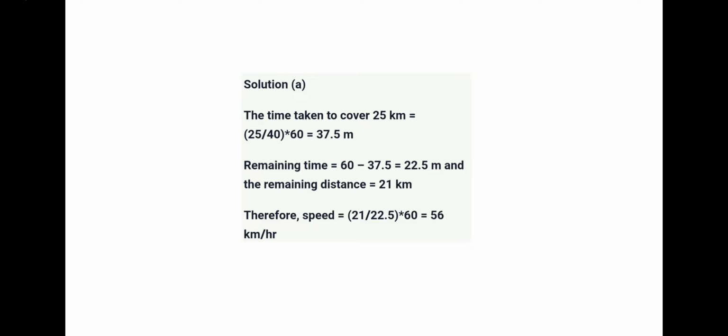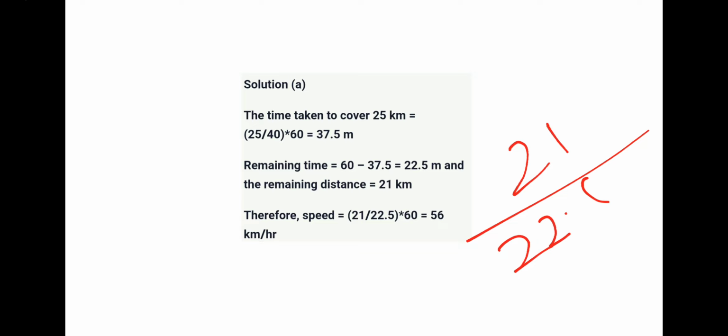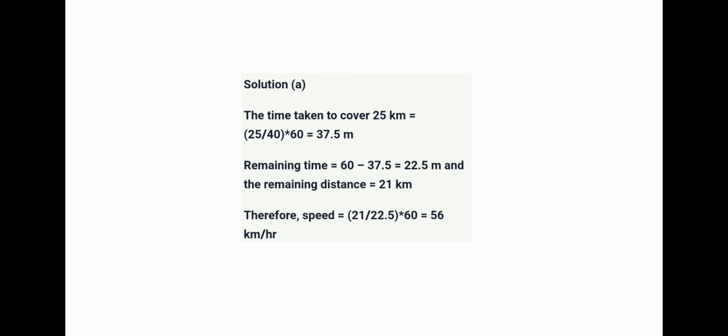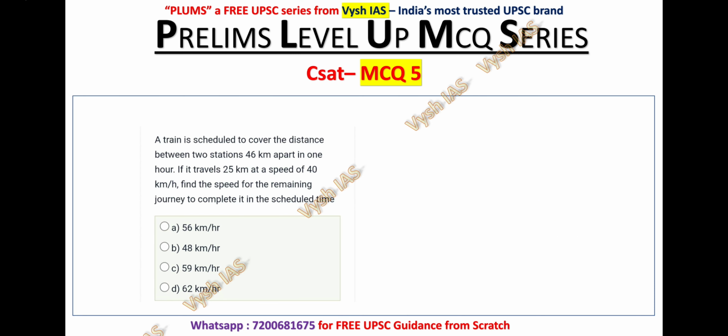Again, speed is equal to distance by time, right? So the distance remaining is 21 and the time remaining is 22.5. If you work this out, you will get the answer, and the answer should be in hours. That's the reason we are multiplying by 60. So 56 km per hour is the correct answer. So option A is the correct answer for MCQ number 5.